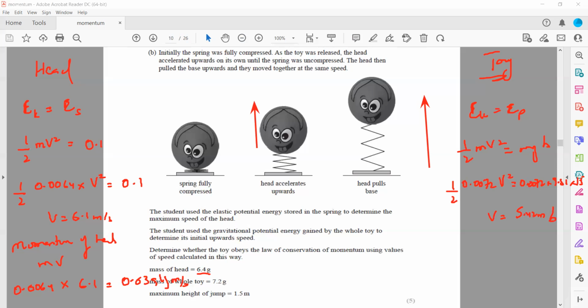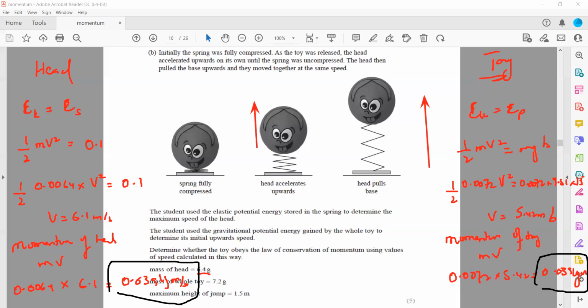Now to get the momentum of the toy, which is a product of mass and velocity, the whole toy is 0.0072 multiplied by 5.42, which is 0.039 approximately, in kilogram meter per second. So you can see the total momentum when the head was moving is the same as the total momentum when the whole toy is moving up. So it means the momentum is conserved. Is this question clear?